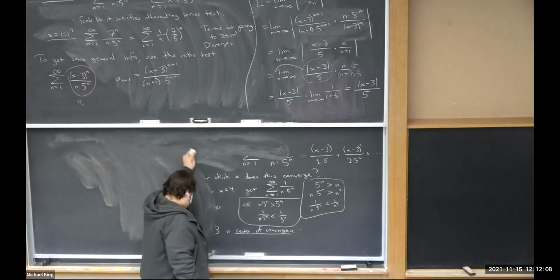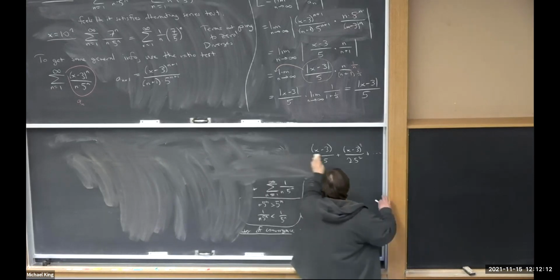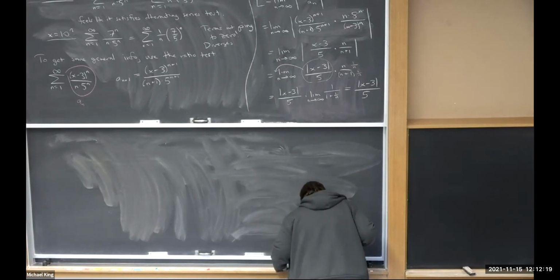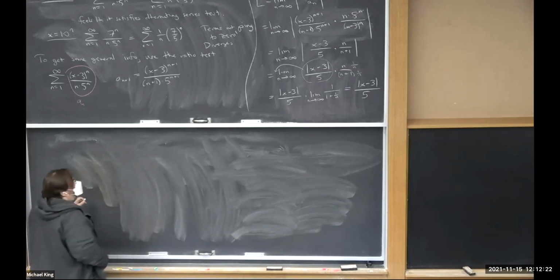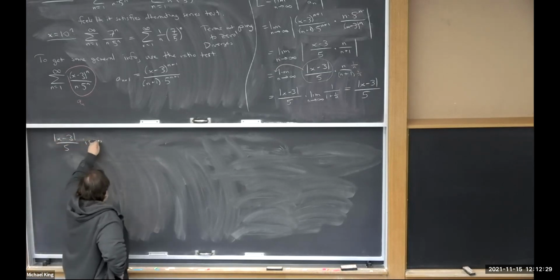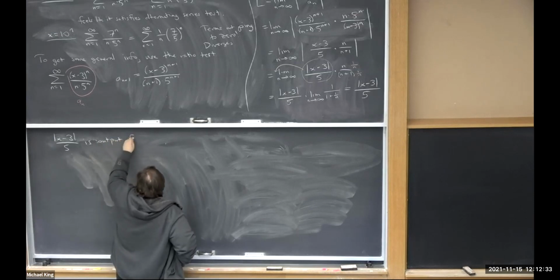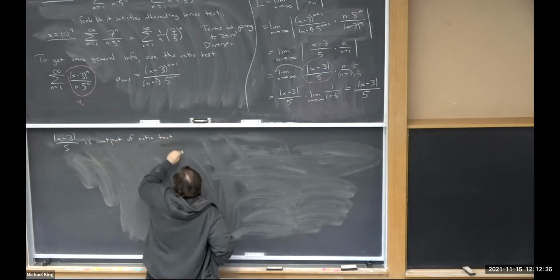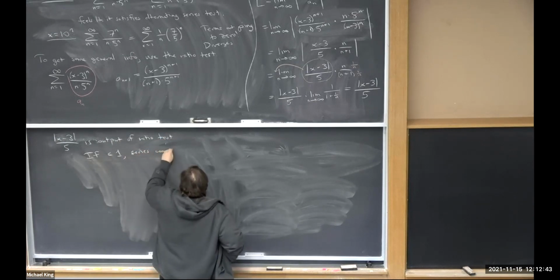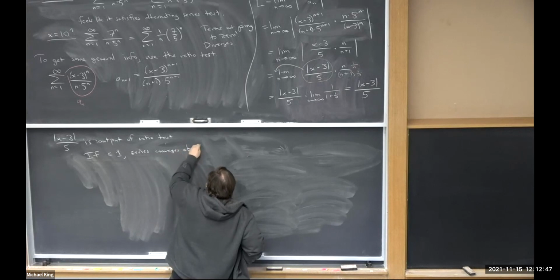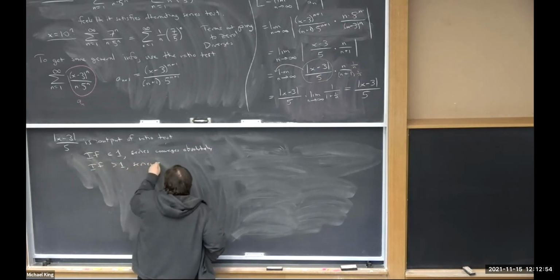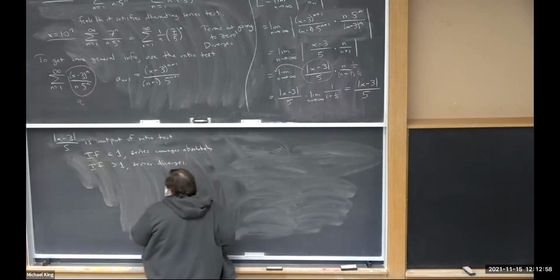I'll write this down, give me a second. But that is the idea here, right? The absolute value of x minus 3 over 5 is the output of the ratio test. If less than 1, the series converges absolutely. If greater than 1, the series diverges. I'm just rewriting the ratio test right now. And if it equals 1, we get no information, right?